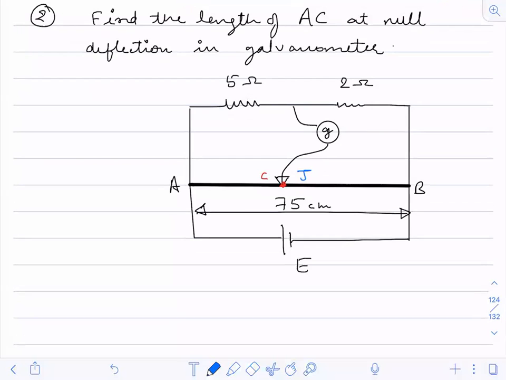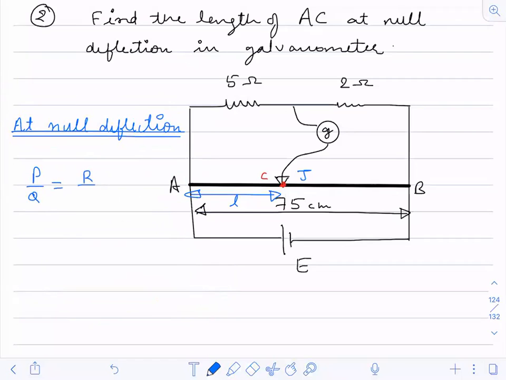Now you have to determine this length L. Understood? So let us do it now. At null deflection, what you can write, using this Wheatstone bridge concept, is that P by Q is equal to what? R by S.